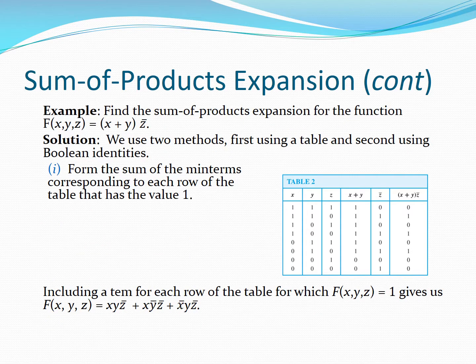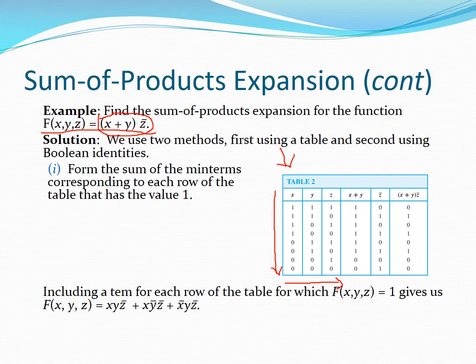Here is another example of how to find the sum of products expansion of a given function. So the function given to us is f of x, y, z is x plus y times z bar. All right. In order to find the sum of products expansion, we have to do two things. The first thing is come up with this table that represents the given function. How would you do that? First, see how many variables you have in the function. You have 3 variables in the function. So you are basically going to produce all possible combinations of these variables x, y, and z in the first 3 columns.